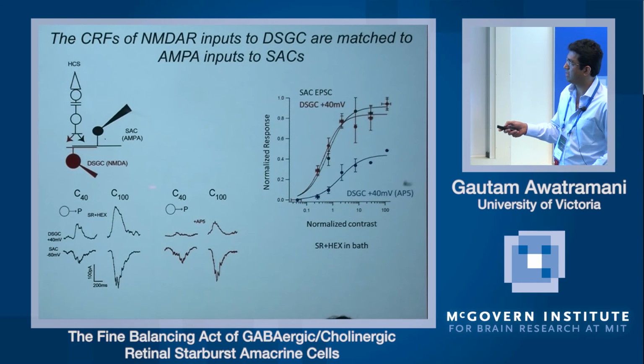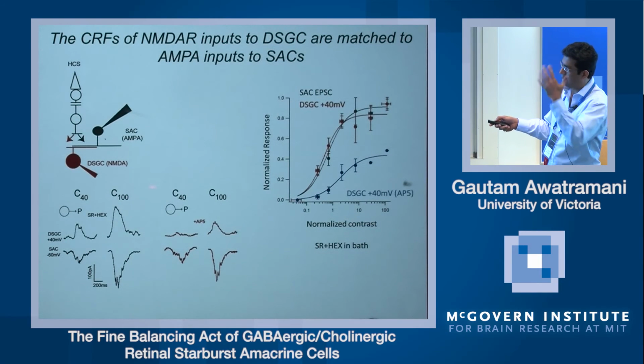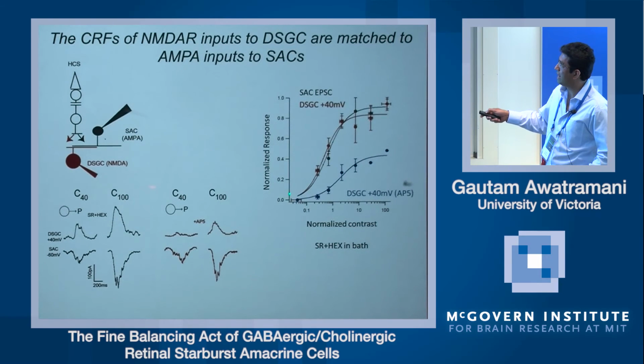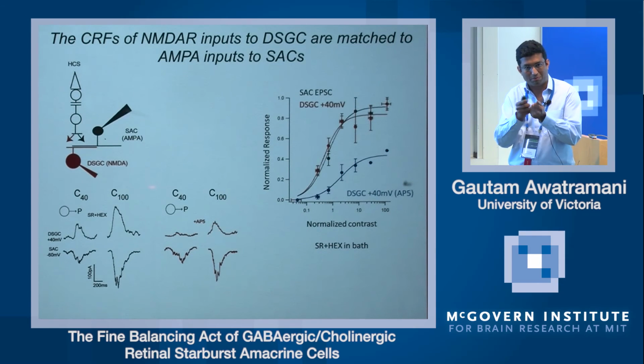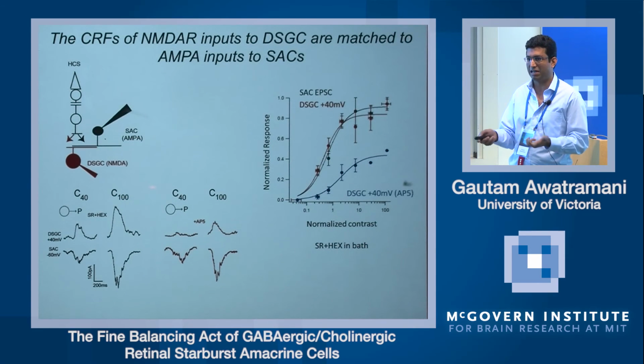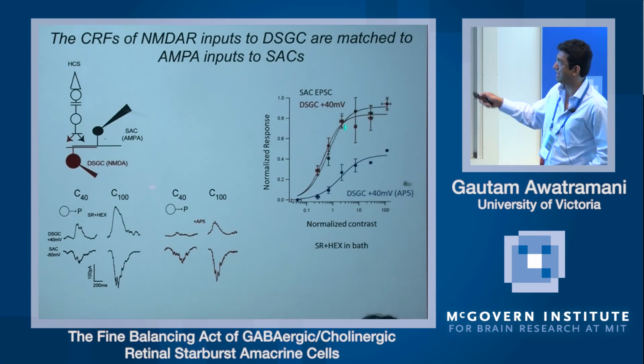Further characterizing them again with paired recordings and shining light this time, you see now the SAC EPSCs, the inputs to the SACs, kind of match up with the NMDA receptor responses in DS ganglion cells. So it is the same kind of bipolar cells, but that mismatch was coming because the ganglion cells had NMDA receptors.